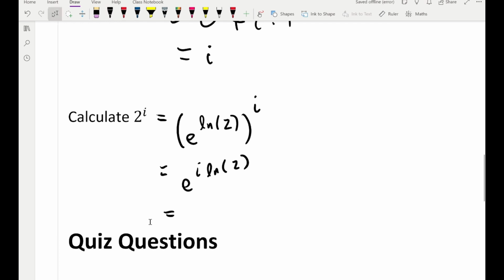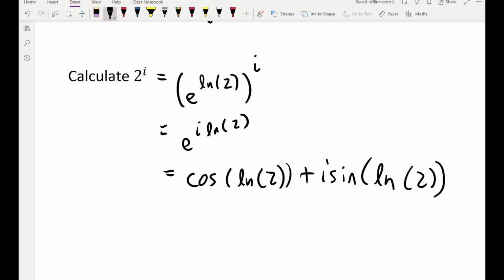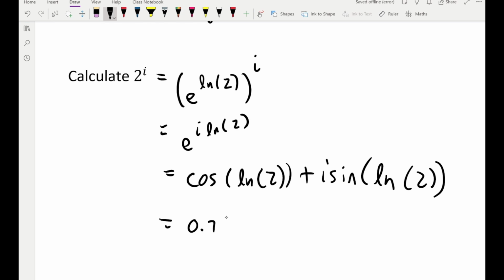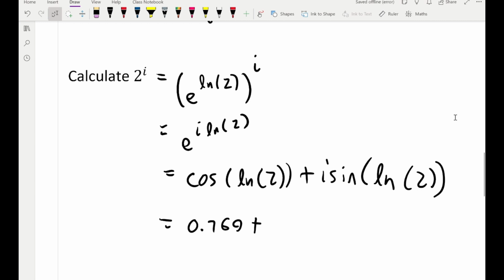So this becomes e to the power of i log of 2. Which is cos of log of 2 plus i sine of log of 2. And if you want to get really fancy, you can actually work out what that is. Just make sure your calculator is in radians. So you're going to get cos of log of 2 gives you this number, 0.769, plus, and then i sine of log of 2. So sine of log of 2 is going to be 0.639 times i. Beautiful stuff.